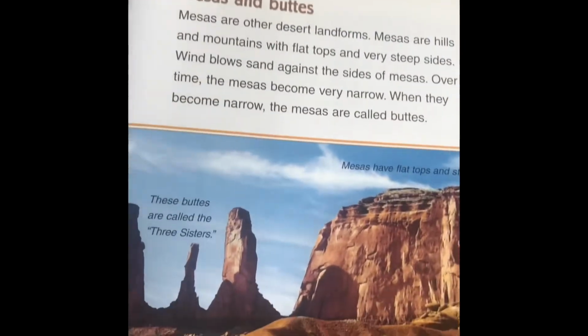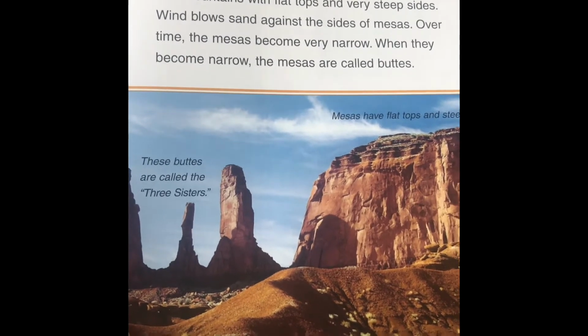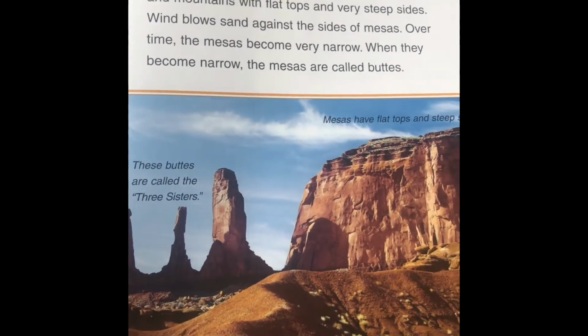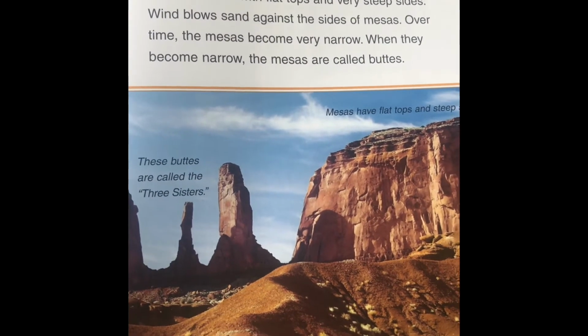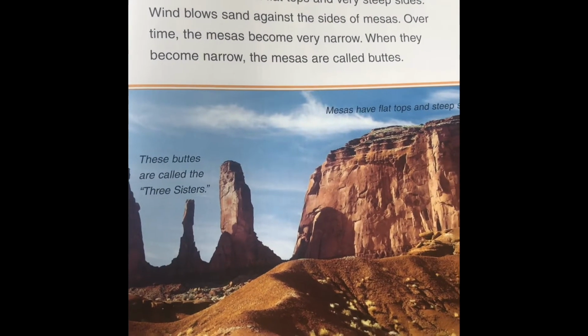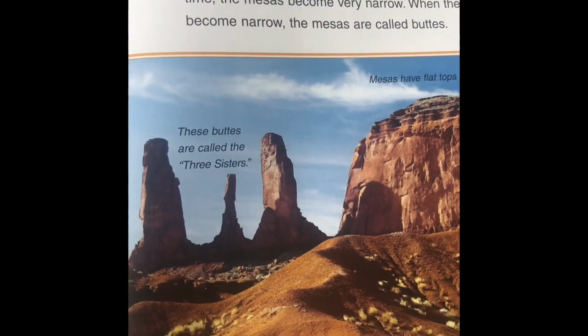Mesas and buttes. Mesas are other desert landforms. Mesas are hills and mountains with flat tops and very steep sides. Wind blows sand against the sides of mesas. Over time, the mesas become very narrow. When they become narrow, the mesas are called buttes.